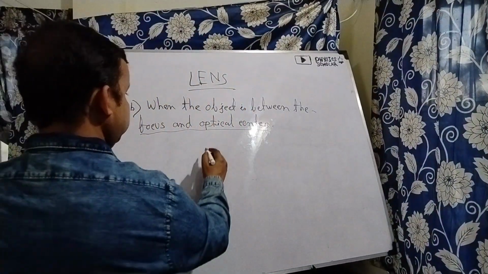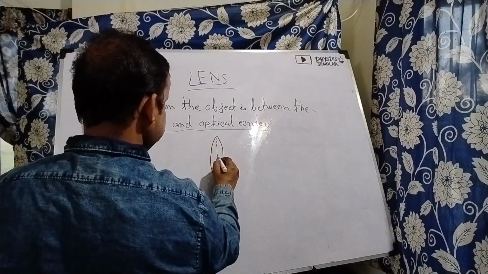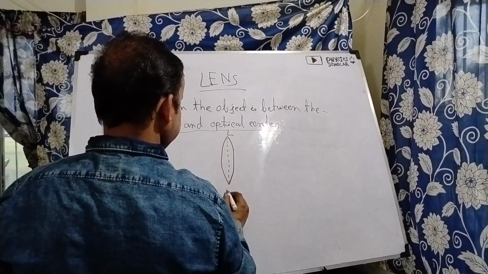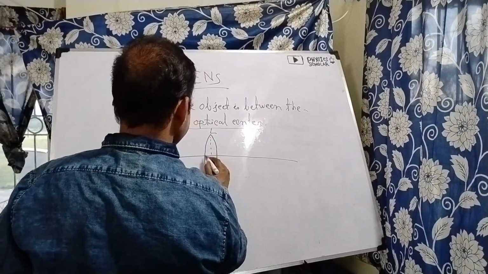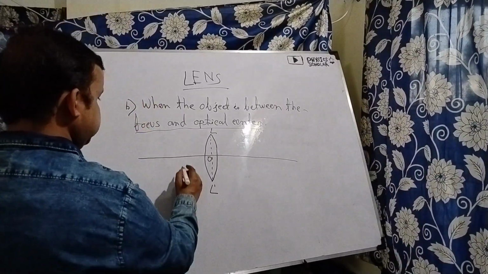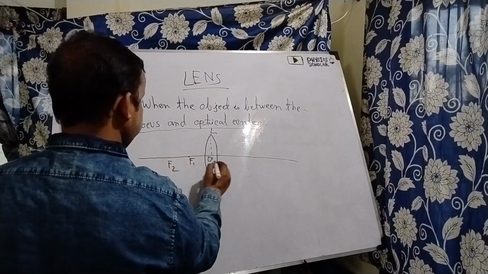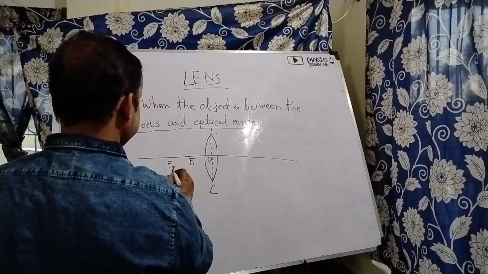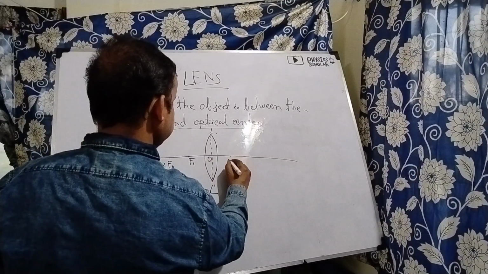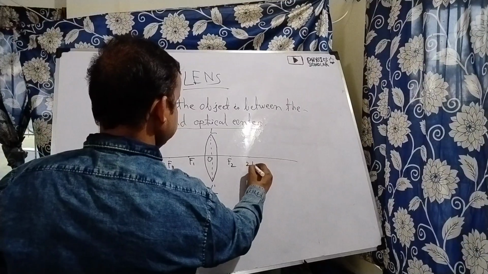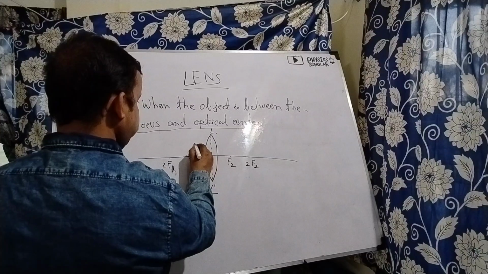This is the convex lens LL dash. It is O, that means the optical center. It is F1 just like before, F2, 2F1, 2F2, 3F1, like this. So the object is now placed over here.